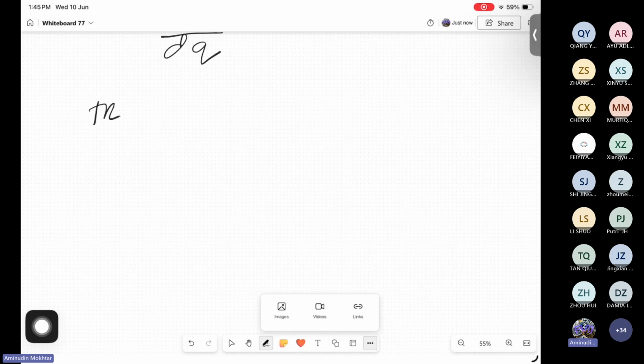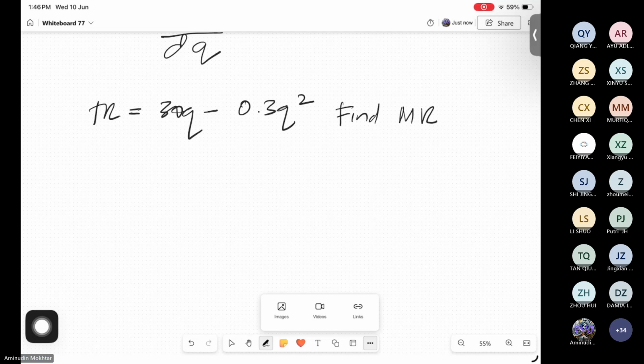For example, let's say I have TR equal to 30Q minus 0.3Q squared. First, we need to find MR at Q equal to 2. What is the value of MR when Q equal to 2?